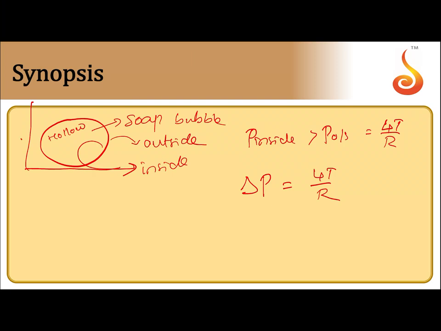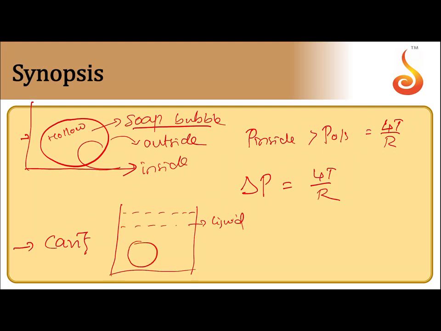Suppose I consider a cavity. For example, you have a liquid, this is liquid, and an air bubble, or say a cavity is generated here. Cavity is nothing but air bubble. Now if you look at it, here again there is only one surface, and accordingly the excess pressure in this case is 2T divided by R. So excess pressure in this case is nothing but 2T divided by R.